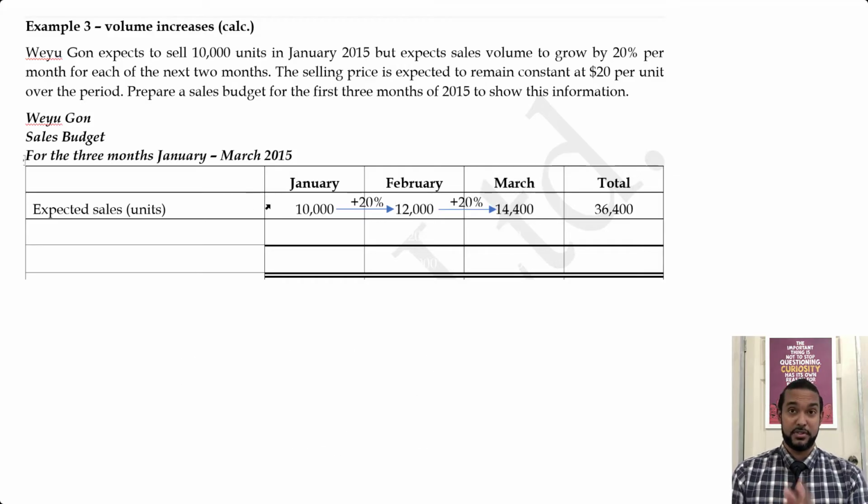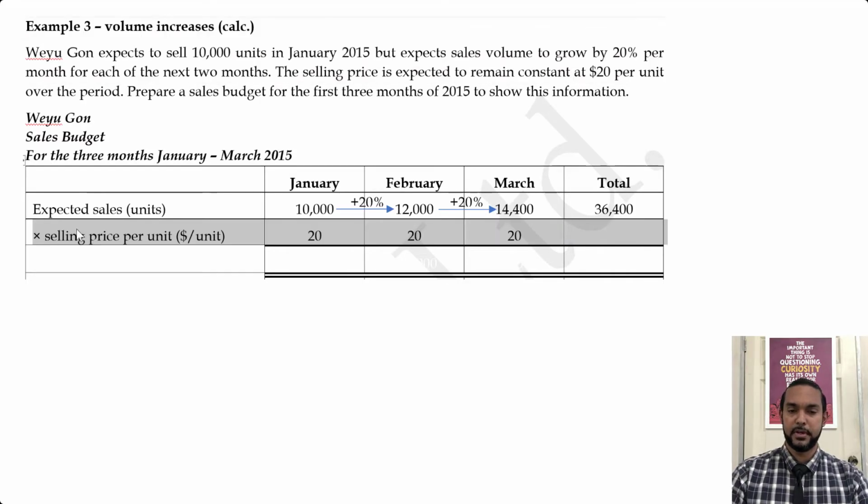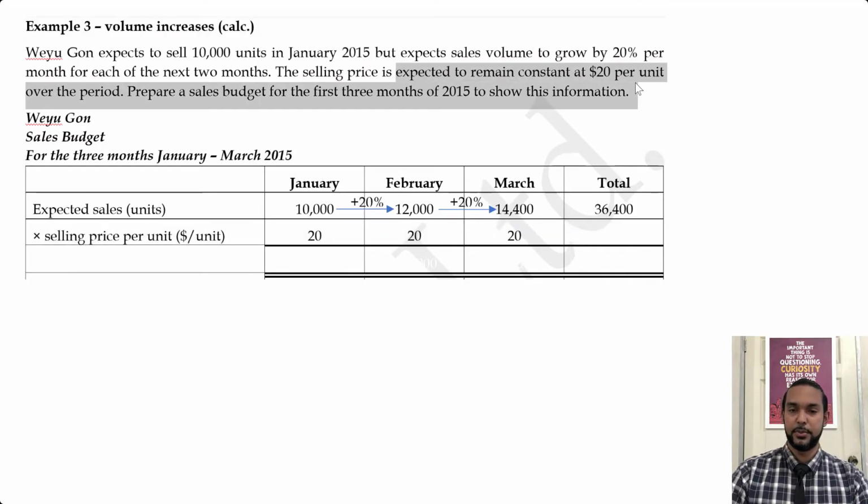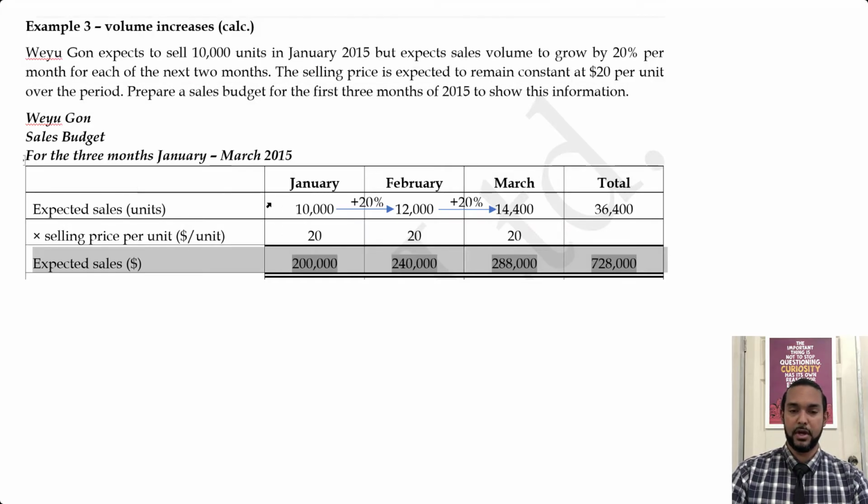Right. So if you have any questions about that calculation, hit me a message in the comments below. I'll go through it again. Now, what we need to do is multiply those figures by the constant selling price, which is 20 per unit. And all we have to do now is multiply going down. So for January, 10,000 by 20 is 200,000. February, 12,000 by 20, 240,000. And for March, 14,400 by 20, 288,000. And we could total going across to get 728,000 to give us a figure for the total sales revenue earned for January, February, and March. First quarter of, well, 2015, I think.